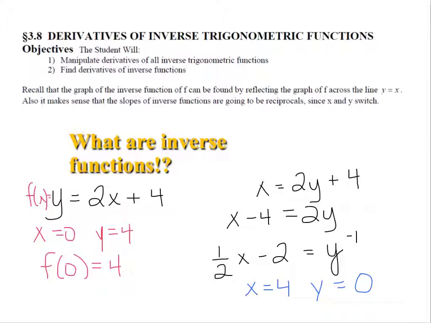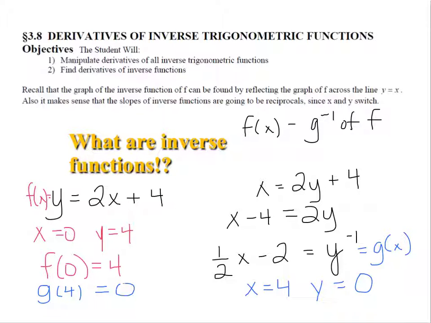So you remember we said before that when we have inverses, x and y are switched. So in f of x, I'm going to call this g of x. What we're going to be looking at tomorrow in class is that when we have f of x, g will be the inverse of f. So g is going to be the inverse. That means f of 0 is 4, so that means g of 4 is 0. That's the key that you need to know.